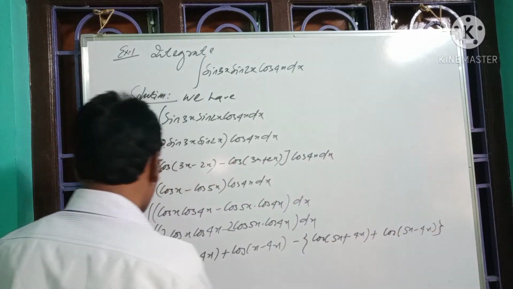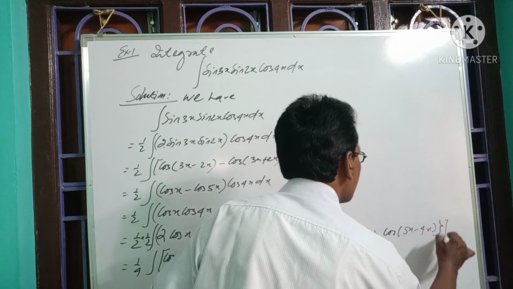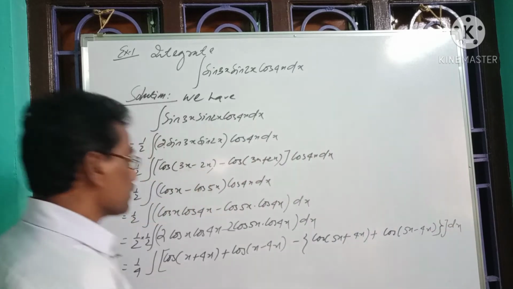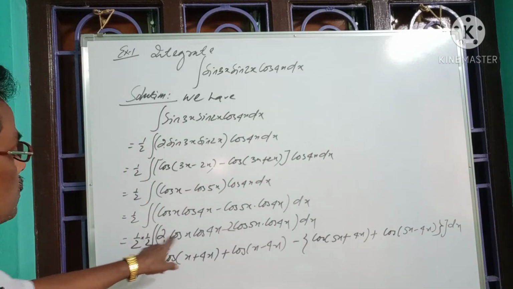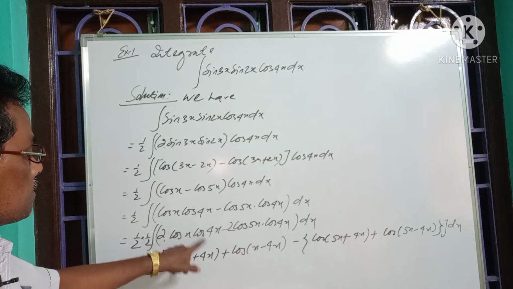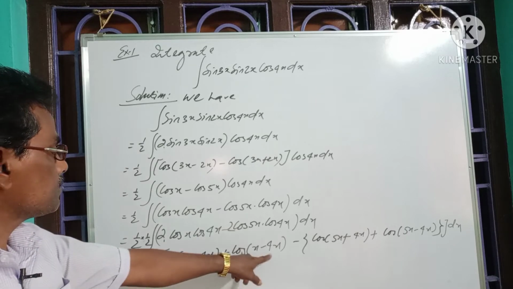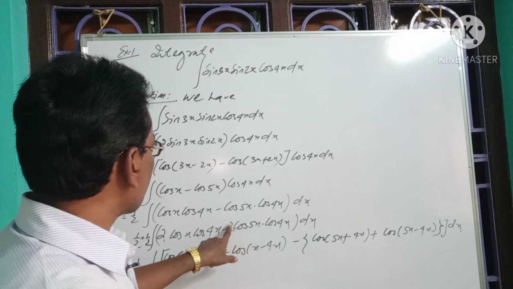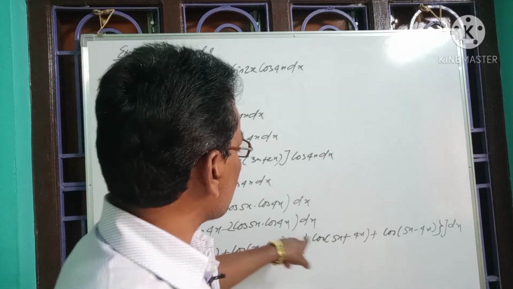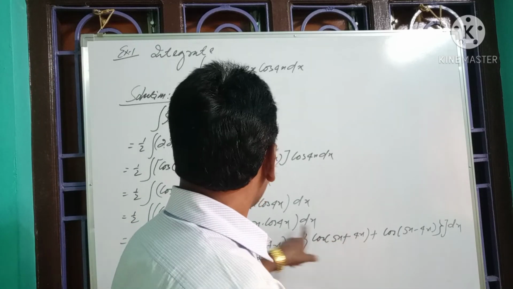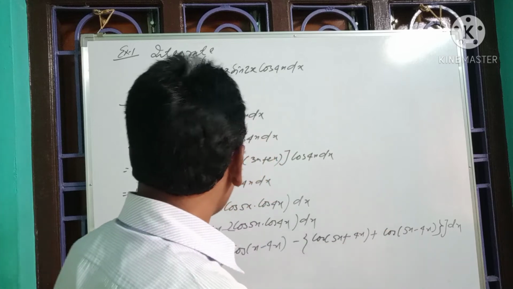So at last we got the integration of the whole function with respect to x. So this is 2 cos A into cos B, that is cos of A plus B plus cos of A minus B. Again this is in the form 2 cos A into cos B, that is cos of A plus B plus cos of A minus B.